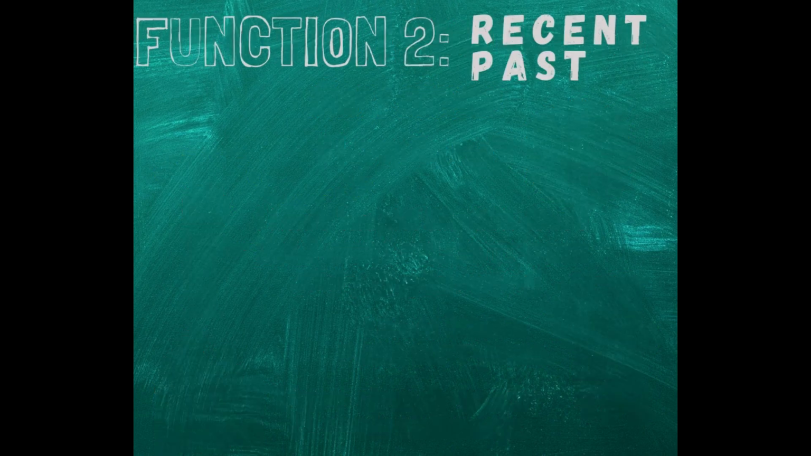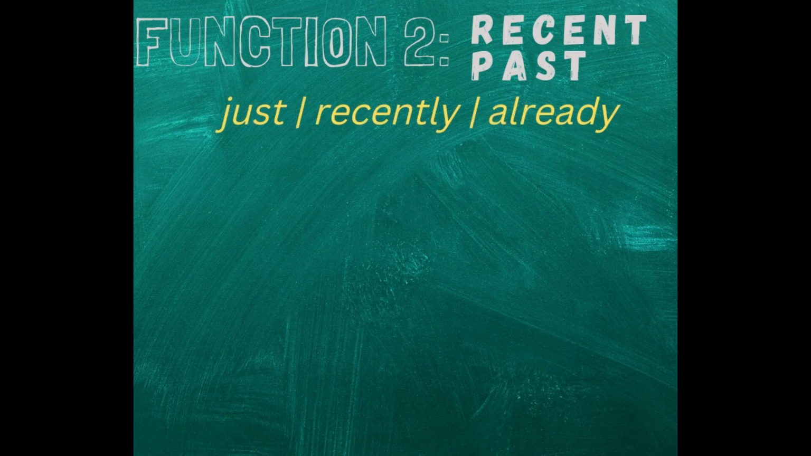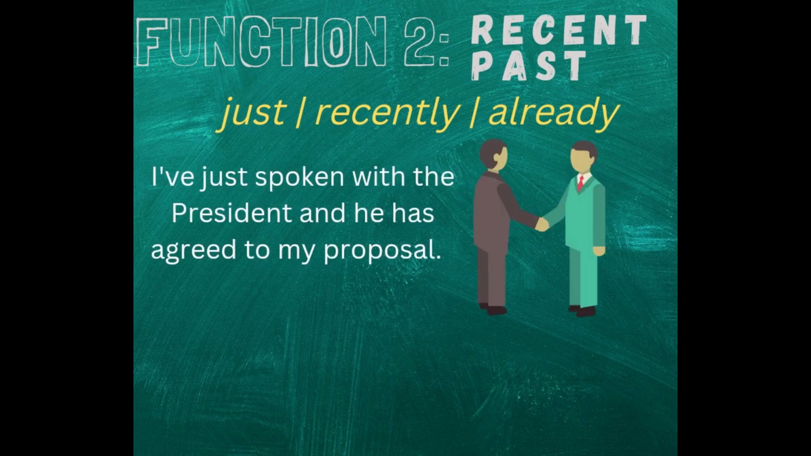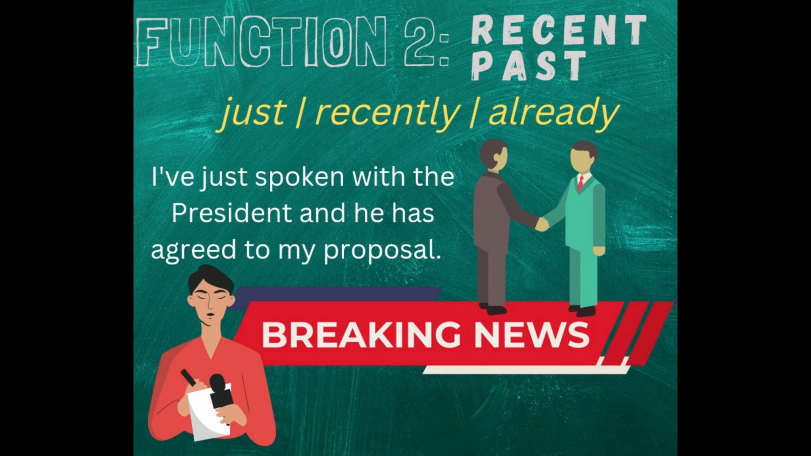The next function is the present perfect of the recent past. Expressions like just and recently and already are used in this function. The action or situation is still new or fresh. For example, I've just spoken with the president and he has agreed to my proposal. This is also often used in news reports to give the impression that they are giving the latest news updates.